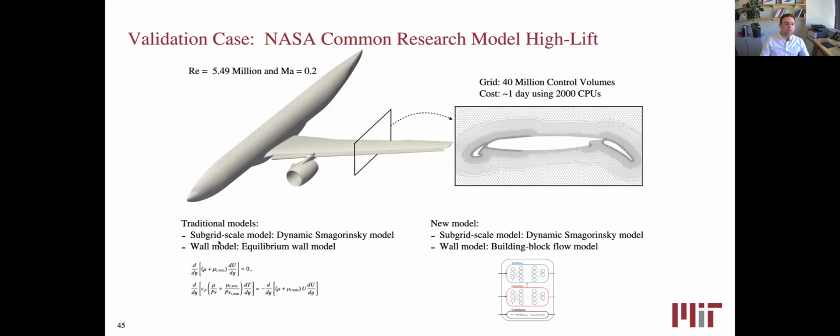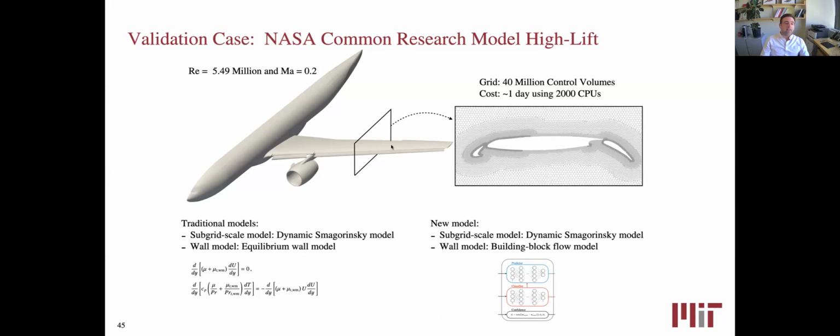They told us this model, that is the dynamic Smagorinsky model, with this subgrid scale model, with this model at the wall, that is called the equilibrium wall model, is probably the one that is used the most. I won't discuss much about that, but it's a simplified ODE close to the wall based on some equilibrium assumption. This was the best practice. This is the one giving us the best result for this type of grid.